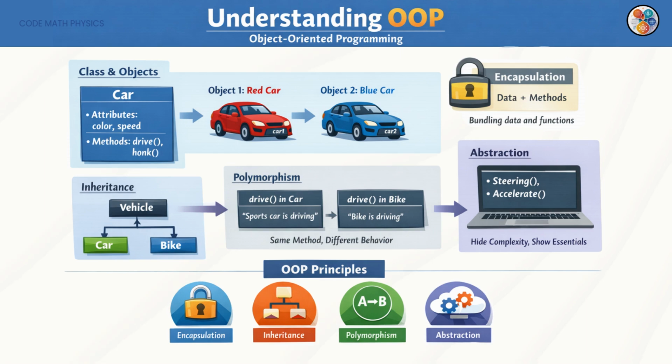So, to sum it up, the four main principles of object-oriented programming are encapsulation, bundle data and methods together and protect the data. Inheritance, reuse code by creating is-a relationships like vehicle to car and bike. Polymorphism, same method name but different behavior. Abstraction, hide complexity, show only what's necessary. Master these four ideas and you'll understand almost everything people mean when they talk about object-oriented programming.